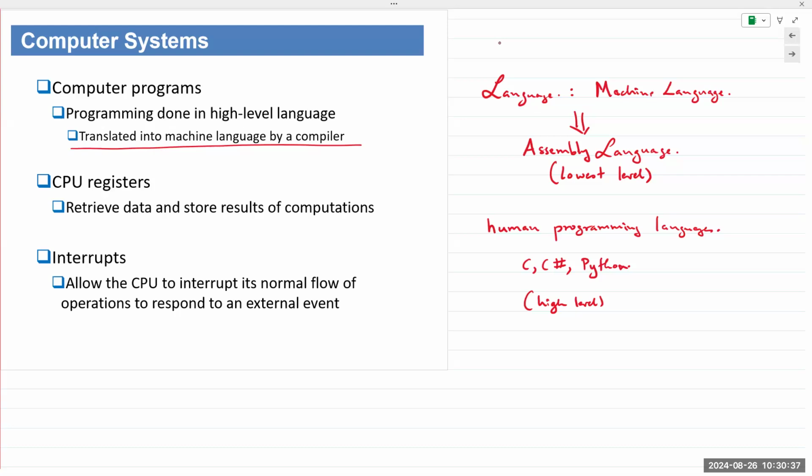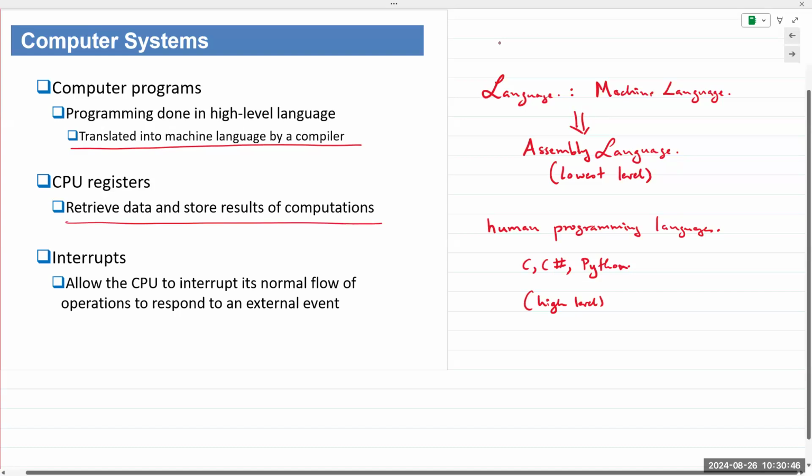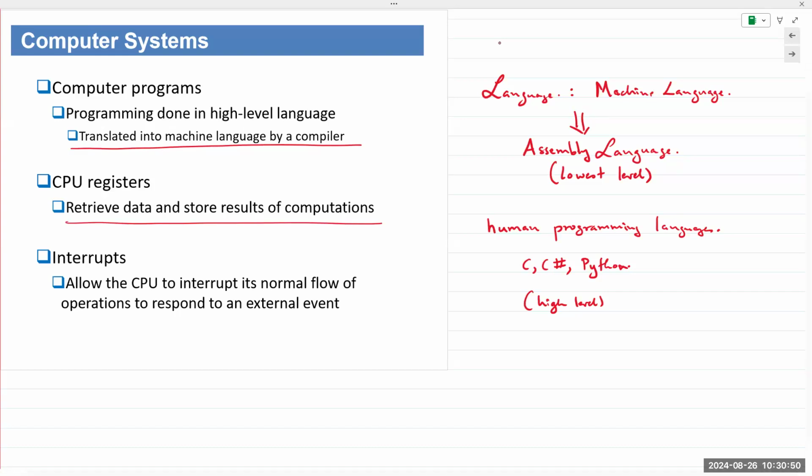So computer systems require computer programs. Programs can be done in low level as well as high level languages. Then computer systems have CPU registers. Registers, as the name suggests, and I pointed out in the previous classes, store data, store memory, and so are used to actually store and retrieve data while processing.